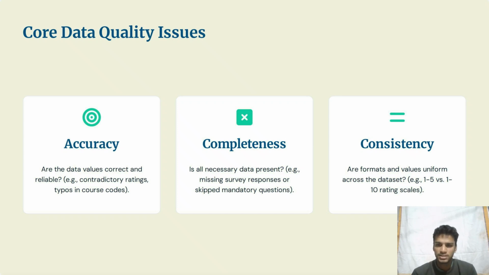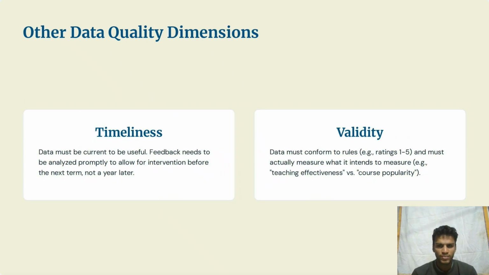Third, consistency: are format and values uniform across the dataset? For example, 1 to 5 versus 1 to 10 rating scales. Fourth is timeliness: data must be current to be useful. Feedback needs to be analyzed promptly to allow for intervention before the next term, not a year later.